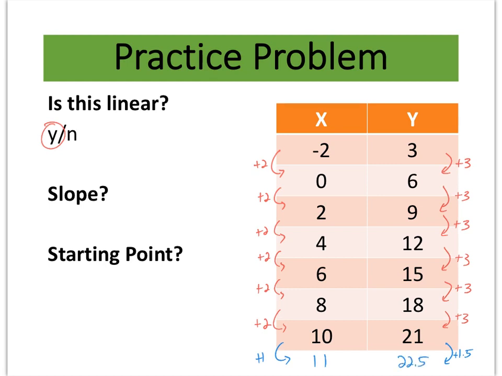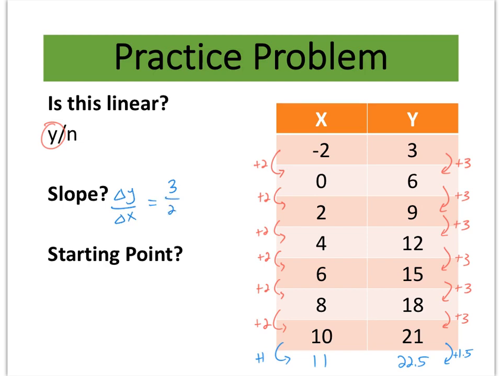It's still linear because the ratio of change in y to change in x is consistent. So my slope here is my change in y divided by my change in x. So what was my change in y? My change in y was 3. My change in x was 2, positive 2.